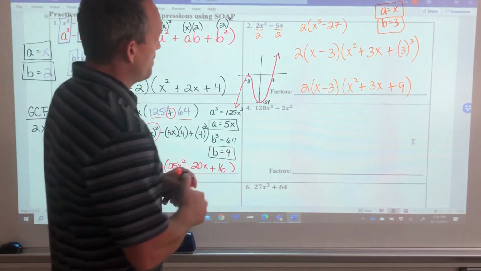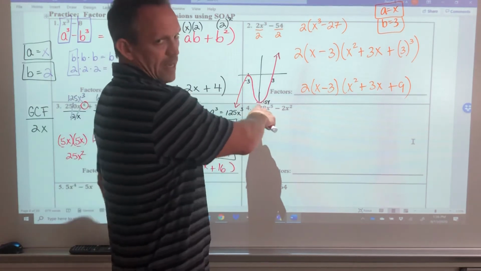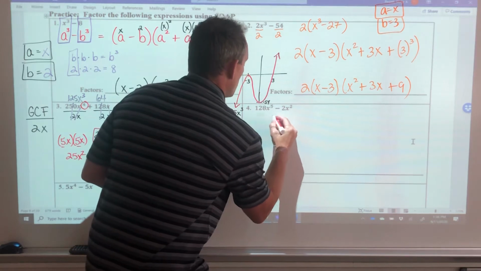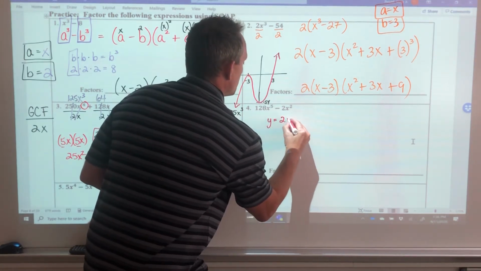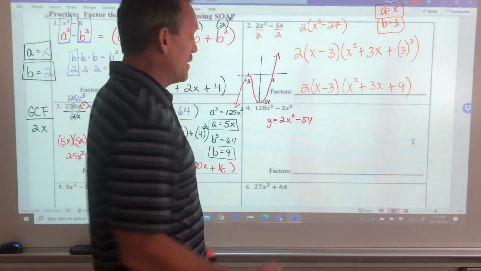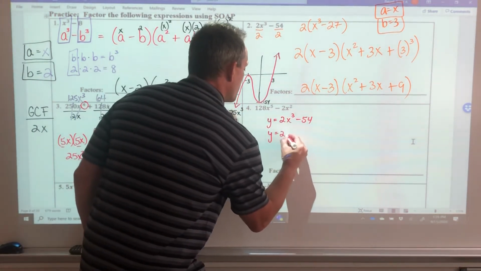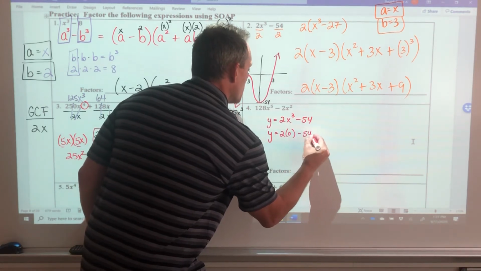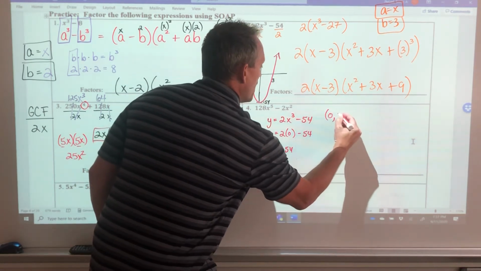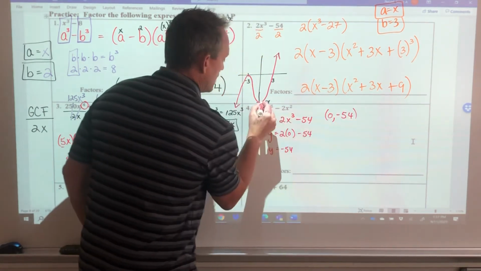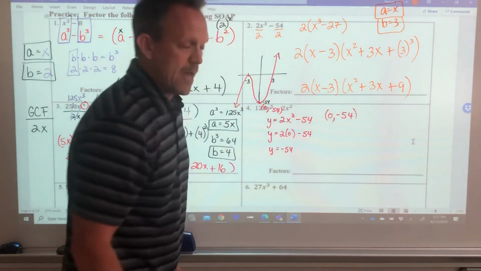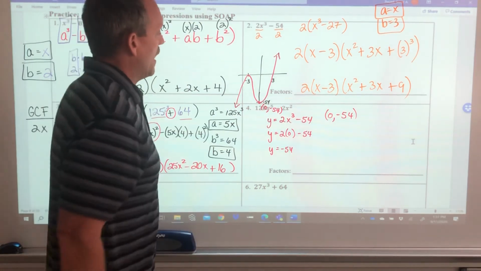And how did I know that my y intercept is negative 54? Just to put the cart ahead of the horse, if I looked at my original thing, we set it equal to y. And to find my y value, I set my x equal to 0. So when my x is 0, my y is negative 54. That's why that point right there is at 0, negative 54. Yay! That's stuff we're going to be doing. Get ready.